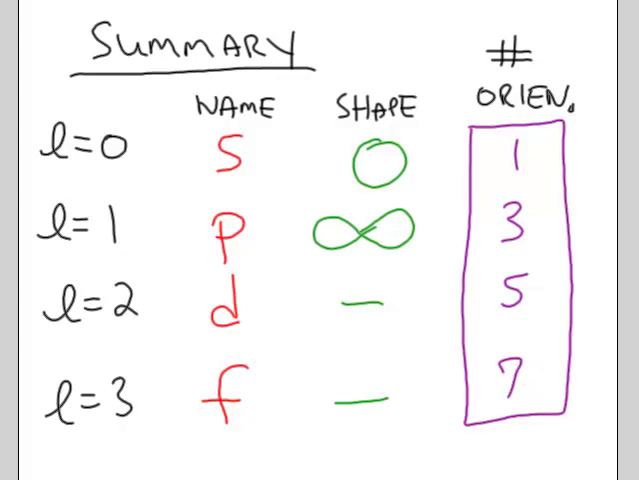So I can add this to the very end. This is where we're going to start counting. S's, we start counting n at 1. P's, we start at n is 2. D's, we start where n is 3. And F's, we start where n is 4.